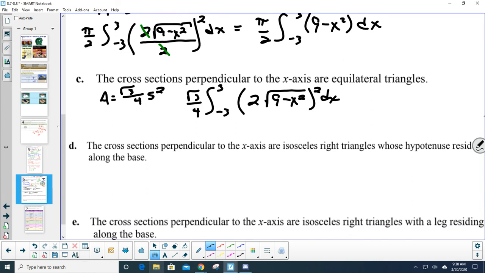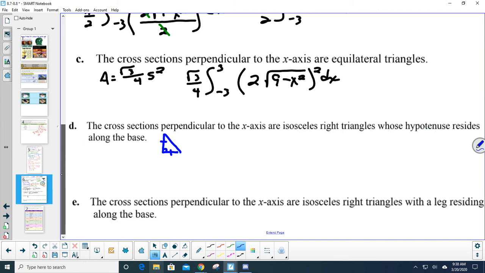Okay, now, check out this one. This one's different. This is an isosceles right triangle. If it's an isosceles right triangle, those two sides are going to be the same. That makes it a right triangle. The cross section is perpendicular to the x-axis. Our isosceles right triangle, ooh, catch this, whose hypotenuse resides along the base. So this is kind of crappy looking. It doesn't even really look like that. It looks more like it got dumped over on its side.